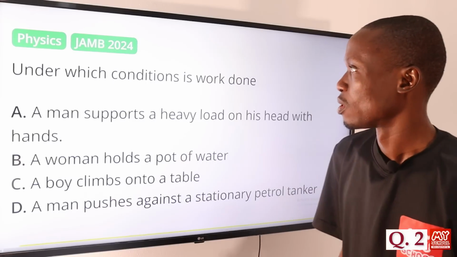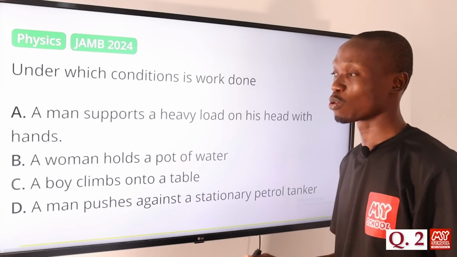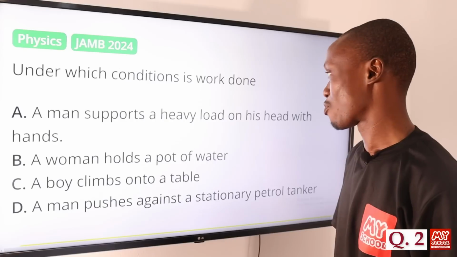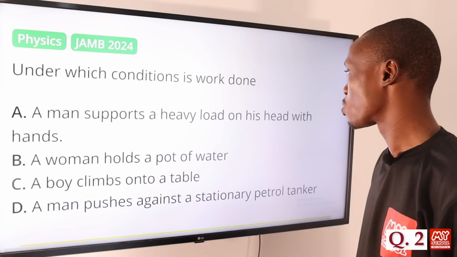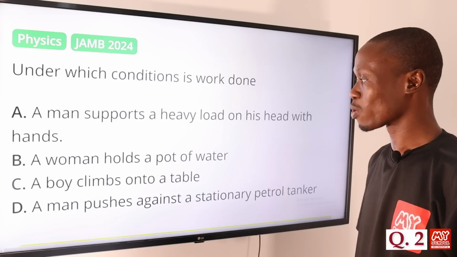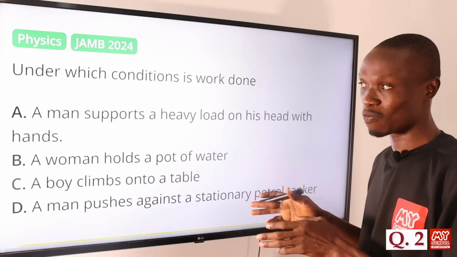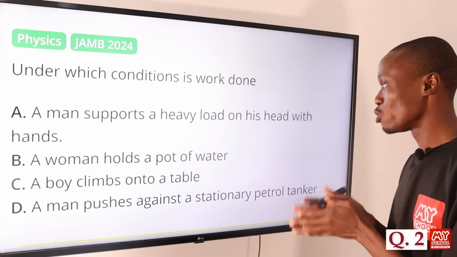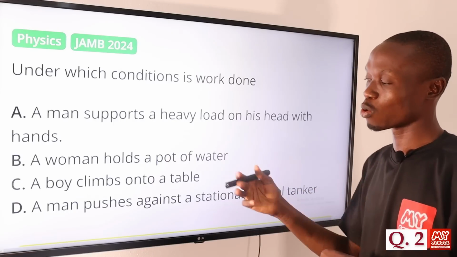Question 2. Under which conditions is work done? Now remember, work is said to be done whenever a force moves an object a distance in the direction of the applied force. So let's go through the options. A man supports a heavy load on his head with his hand. Then option B, a woman holds a pot of water. So option A and option B are almost the same thing because in both of them no work is done. The man only supports a heavy load on his head using his hand, while the woman holds a pot of water. So let's go to option C.